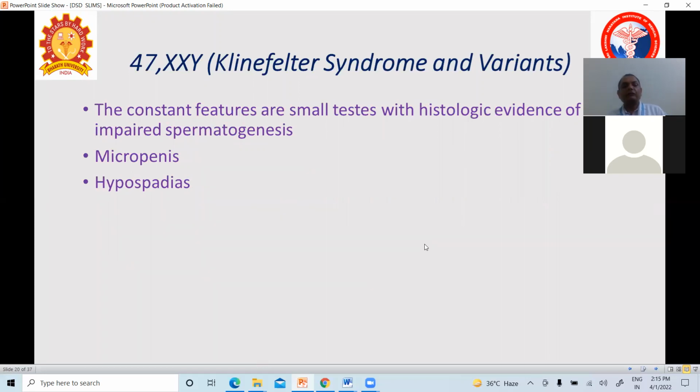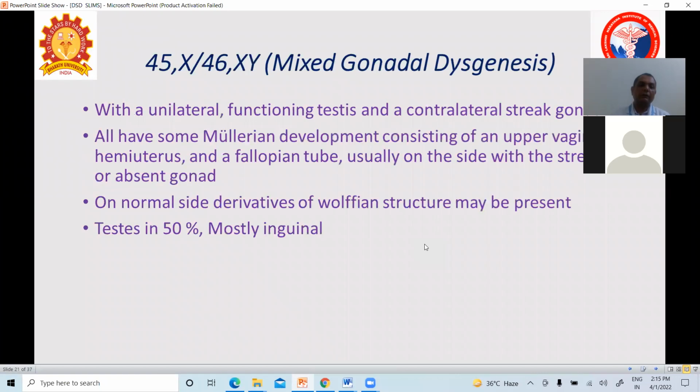47XXY: here there is one extra X chromosome. The constant feature is small testis, with histological evidence of impaired spermatogenesis, micropenis, and hypospadias. Here, in mixed gonadal dysgenesis with a unilateral functioning testis and a contralateral streak gonad, all have some Mullerian development consisting of an upper vagina, hemiuterus, and fallopian tube on the side of the streak or absent gonad. On the normal side, derivatives of Wolffian structures may be present, with the testis mostly inguinal in 50%.